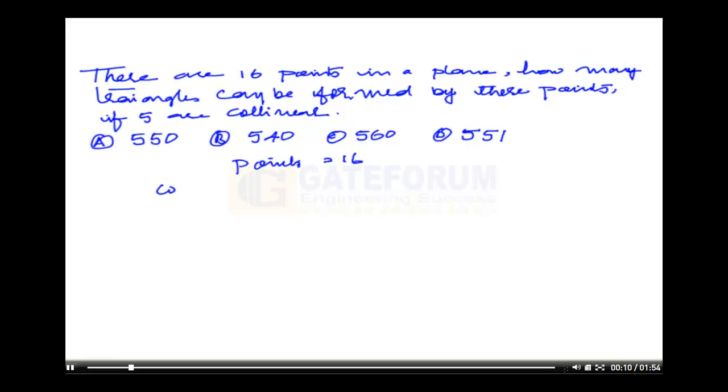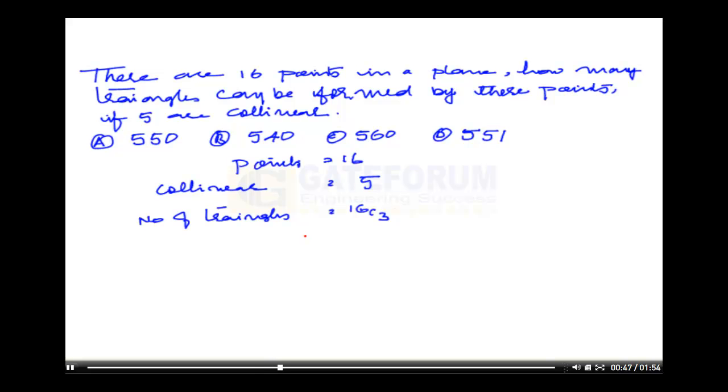16 points, and out of them 5 are collinear, which means the points lie on the same line. The question: how many triangles can be formed out of these 16 points? To form a triangle, we need 3 points. Therefore, the number of triangles that can be formed is equivalent to 16C3.